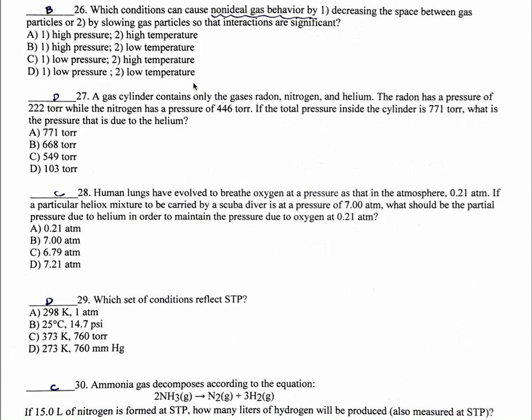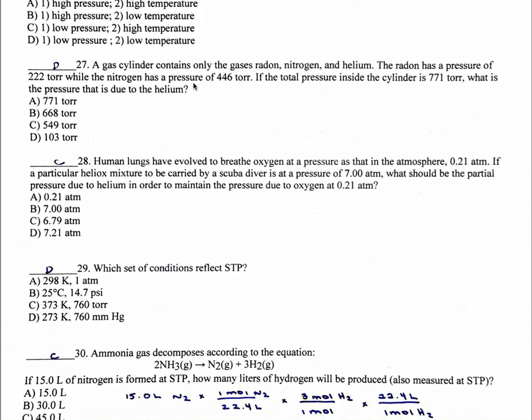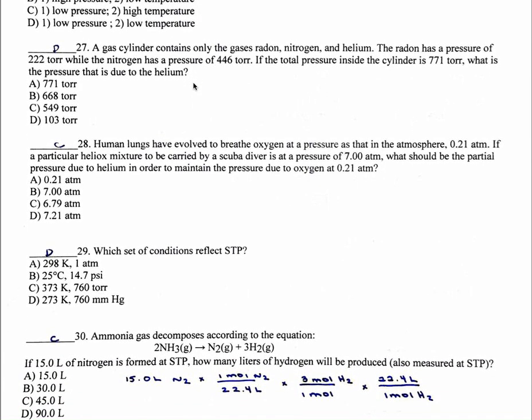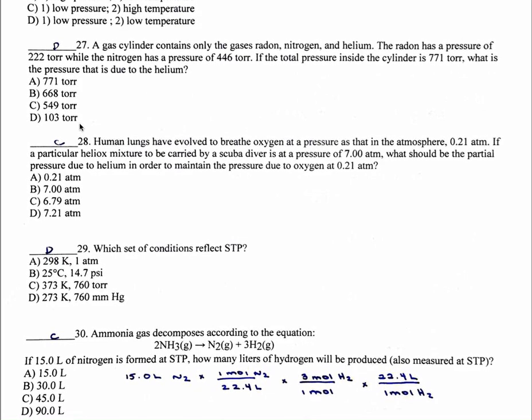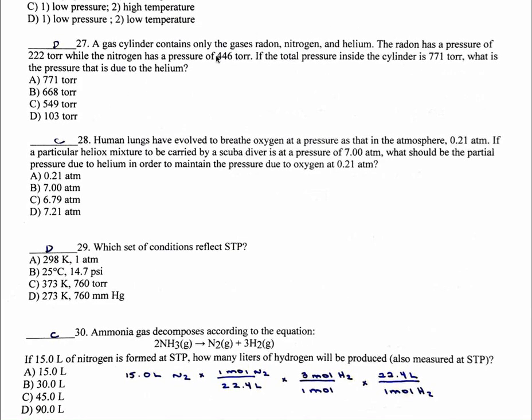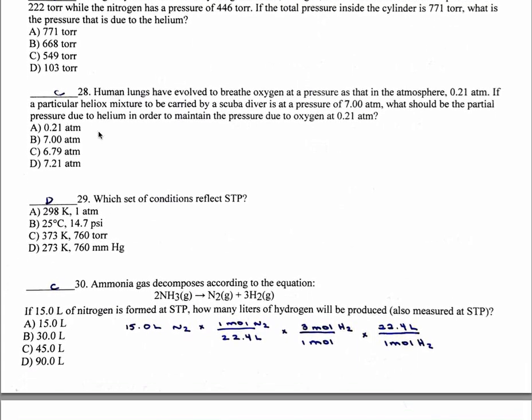Okay. This is a Dalton's partial pressure. It tells you what the total pressure is, 771. It tells you what the pressure of nitrogen is, and it tells you what the pressure of radon is. So it's asking you for the pressure of helium. So you just subtract and you end up getting 103. So 771 minus that, you get 103.